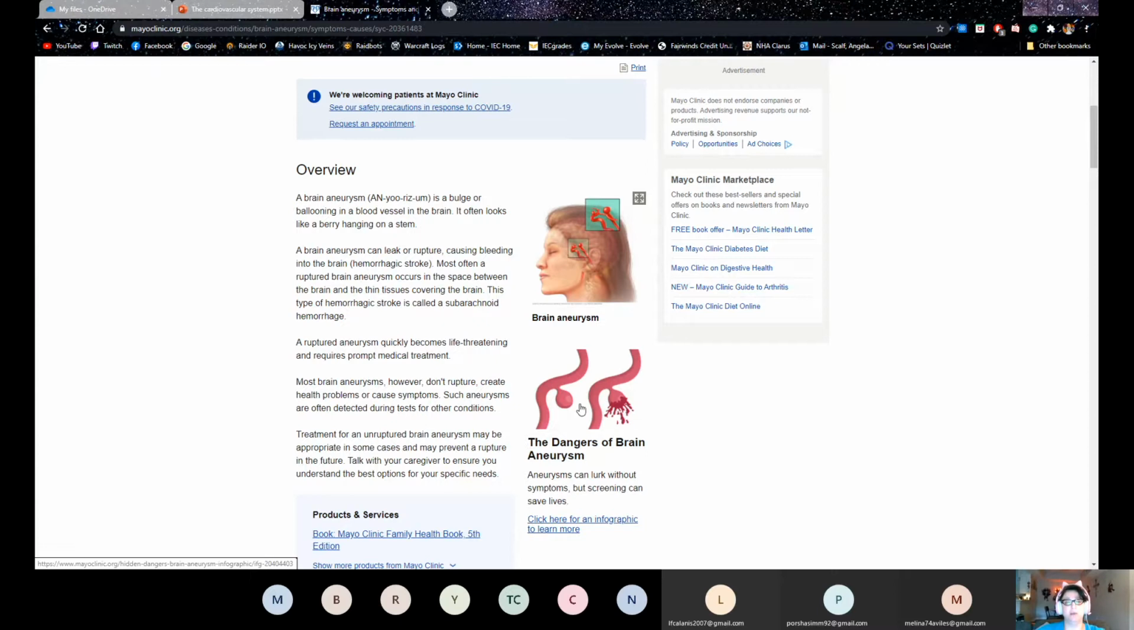And an aneurysm is when a blood vessel weakens to the point where it begins to balloon and burst, and that's usually a life-threatening, critical, immediate, massive emergency.